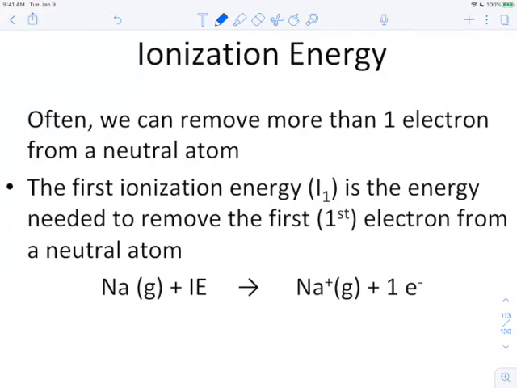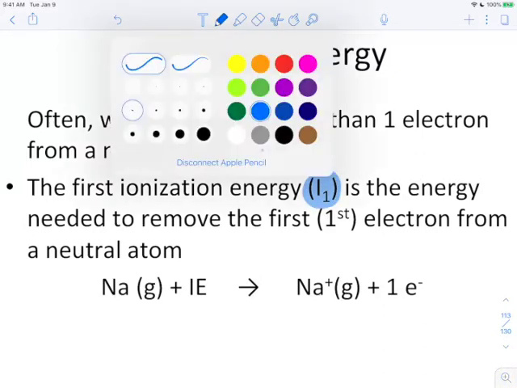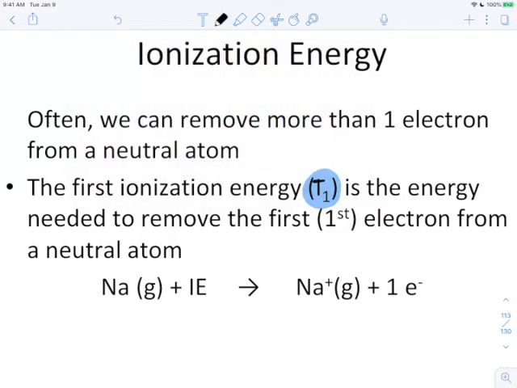So often we can remove more than one electron. That's how we get our 2+ and our 3+ and so on. So the first ionization energy, which we're going to call I1, I know it kind of looks like a 1 there, but that's really an I there. And this little guy is an I. So I1 is the energy needed to remove the first electron from the neutral atom. So any questions here?